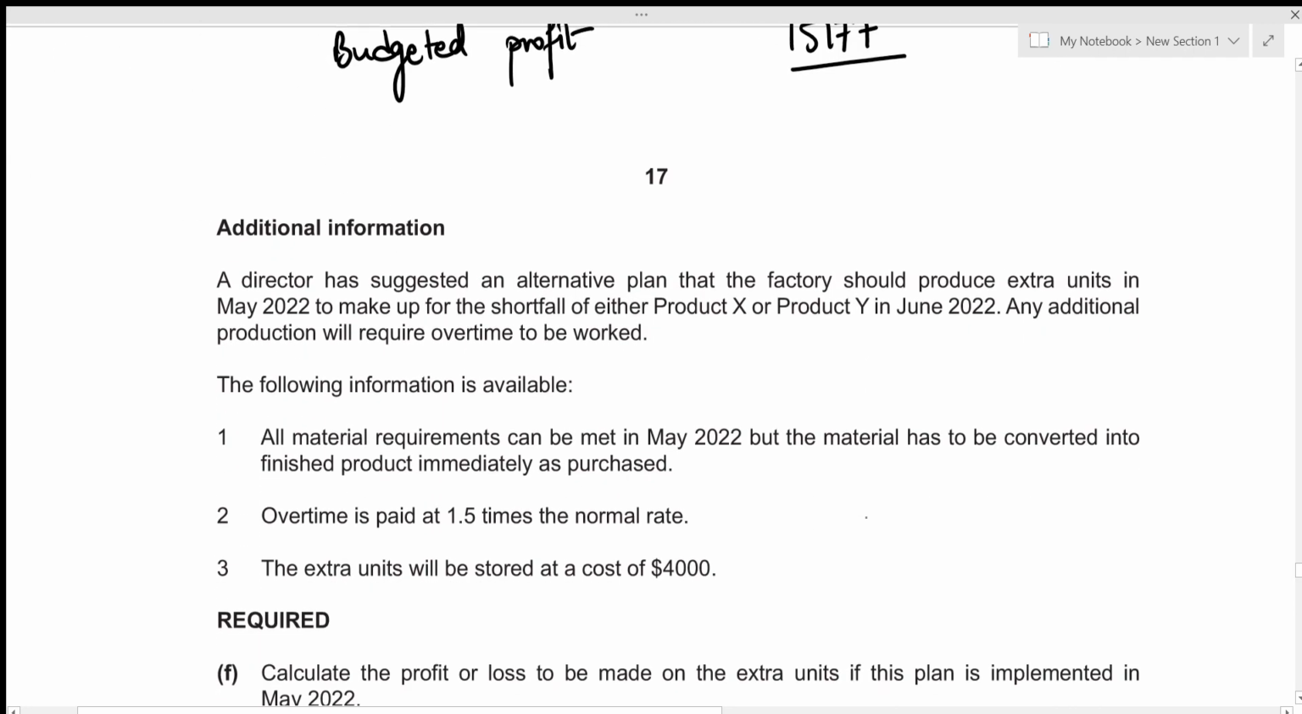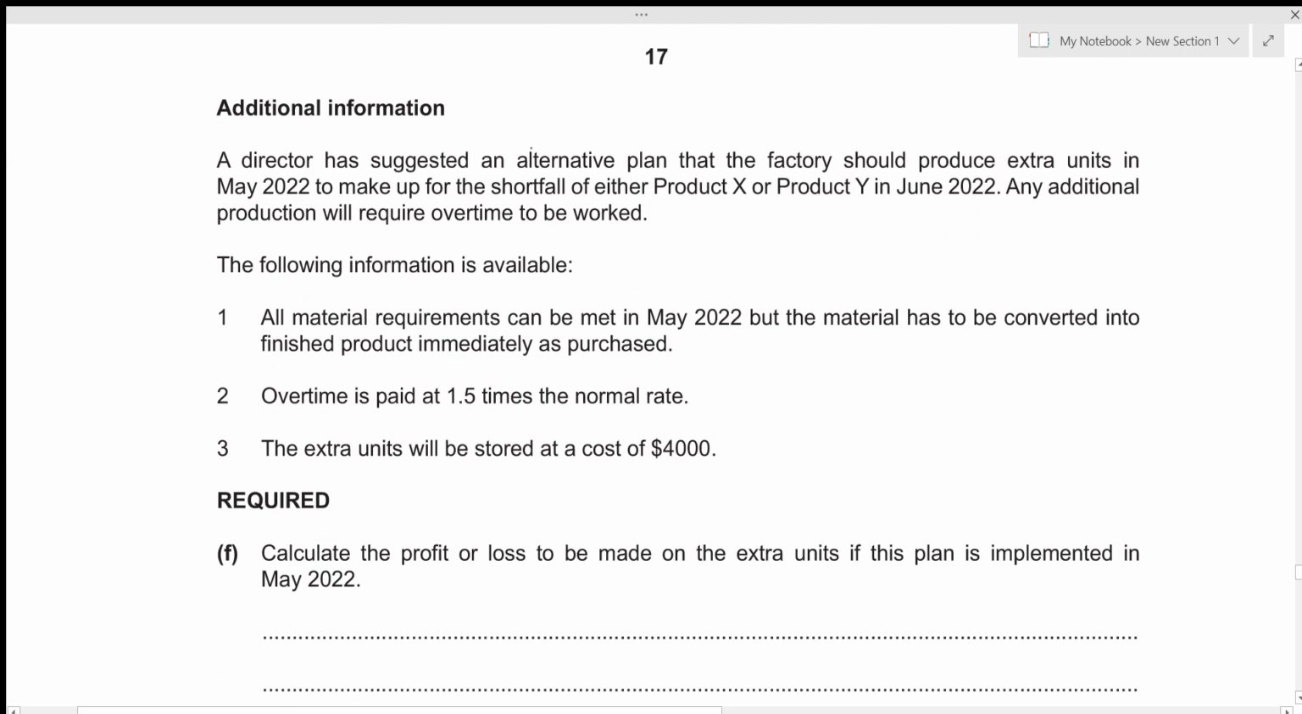We are given additional information. A director has suggested an alternative plan that the factory should produce extra units in May 2022 to make up for the shortfall of either product X or product Y in June 2022. Any additional production will require overtime to be worked, and we are given the following information. All materials requirements can be met in May 2022, but the material has to be converted into finished product immediately as purchased.